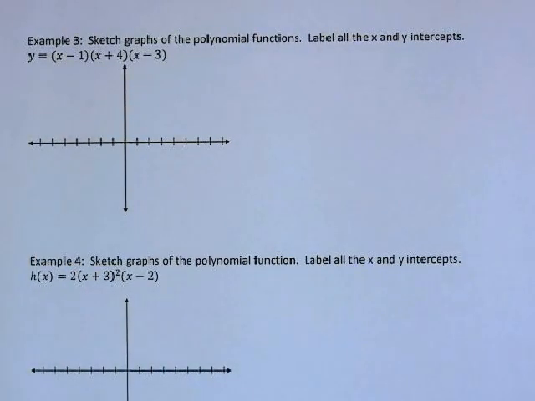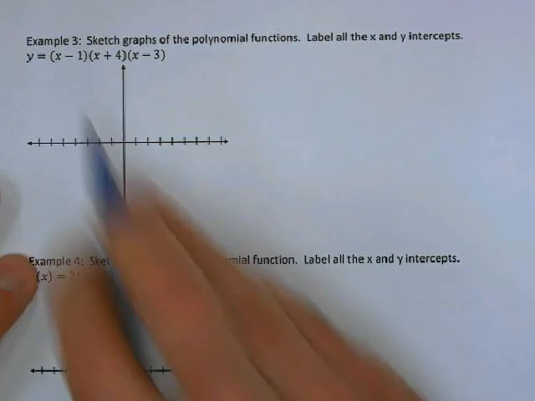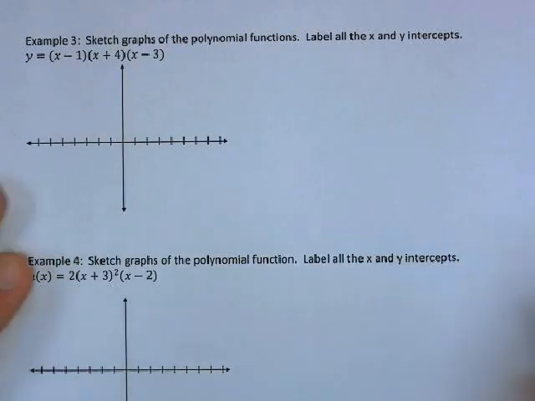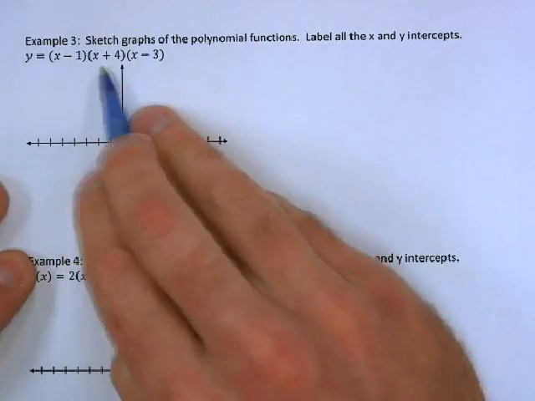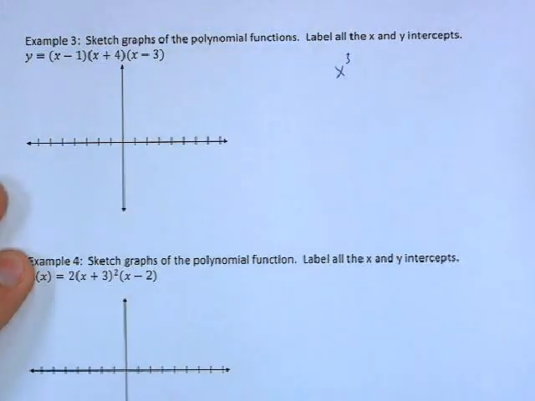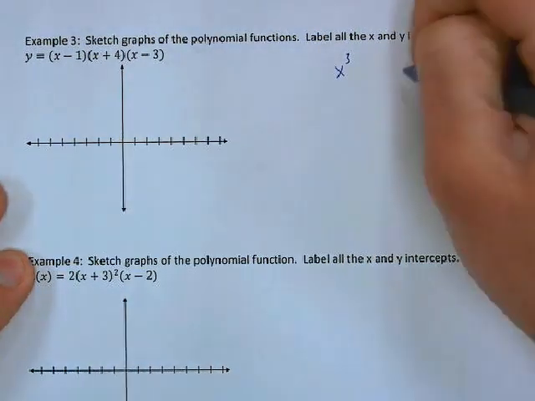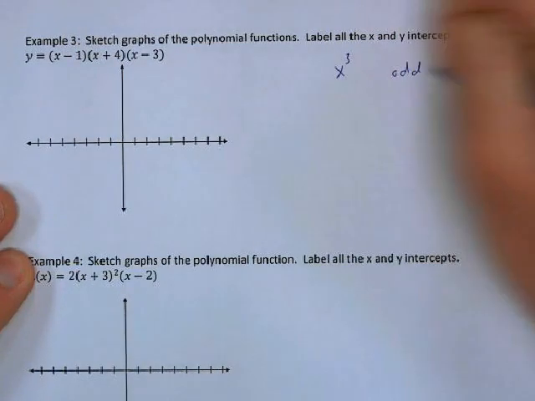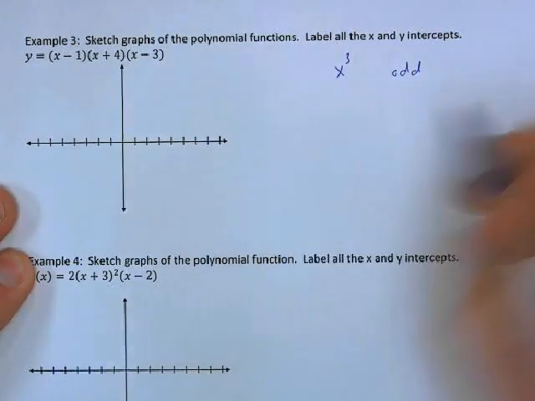Now, a couple of things that might help us graph these a little bit easier is knowing what our first term is going to be. In other words, if I multiply this out, what would my first term be? Okay, well, x times x times x will just be 1x to the third. And then what does that tell us? Well, first of all, our exponent is odd. Our leading coefficient is positive 1, so it's positive.